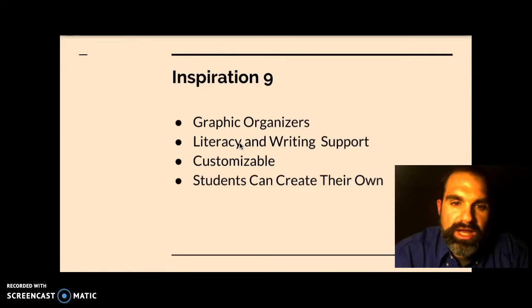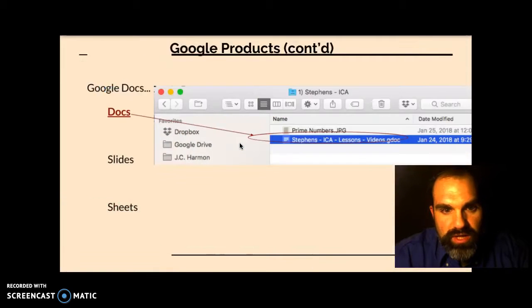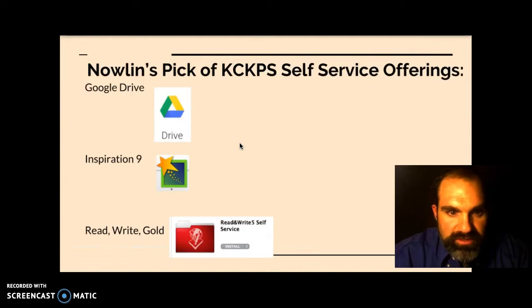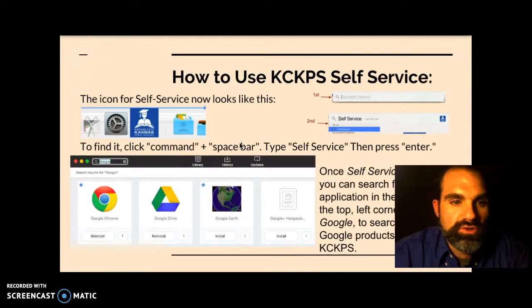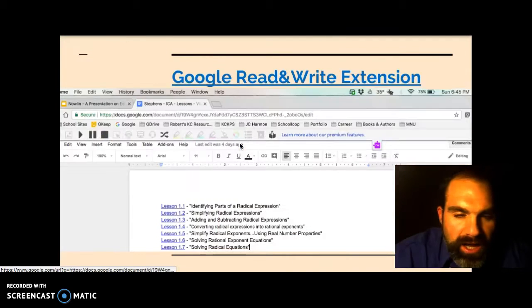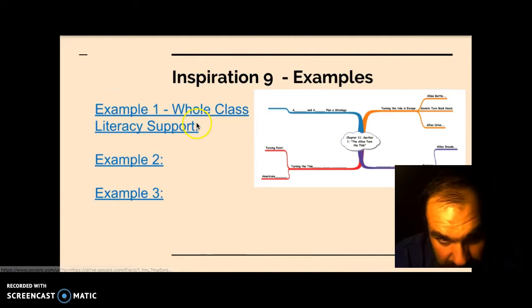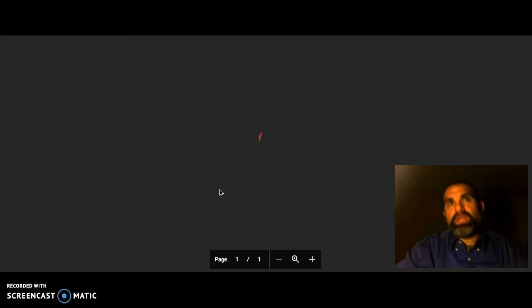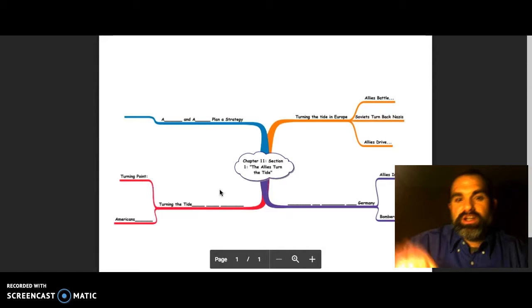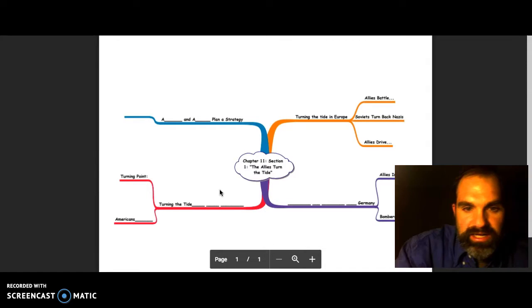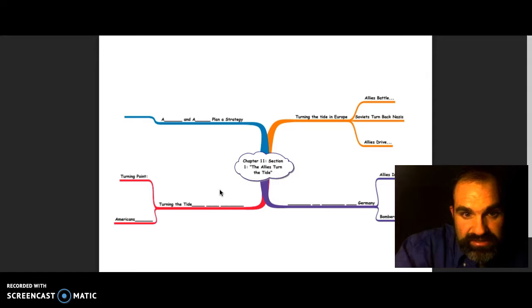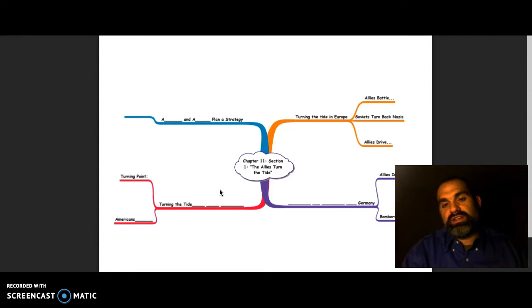You can also use graphic organizers. There's an Inspiration 9 app that's also in self-service. Instead of Googling Google, you search for Inspiration 9 and then download that. And here is a map that I created. Here's one I did for a whole class, literacy support. I used a cloze procedure and made each branch of the mind map a subheading, one of the subheadings within the section of that particular chapter.